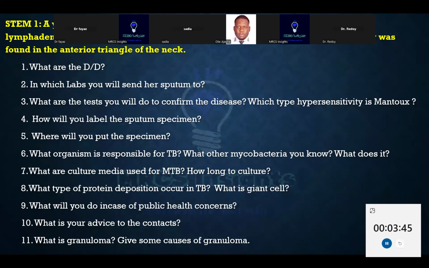Okay, give me some examples of granuloma. Okay, it's leprosy, rheumatoid arthritis, and one is tuberculosis, and Crohn's disease and sarcoidosis. Another one? Leprosy, fungal infection. Schistosomiasis. Okay, very good. That's all.